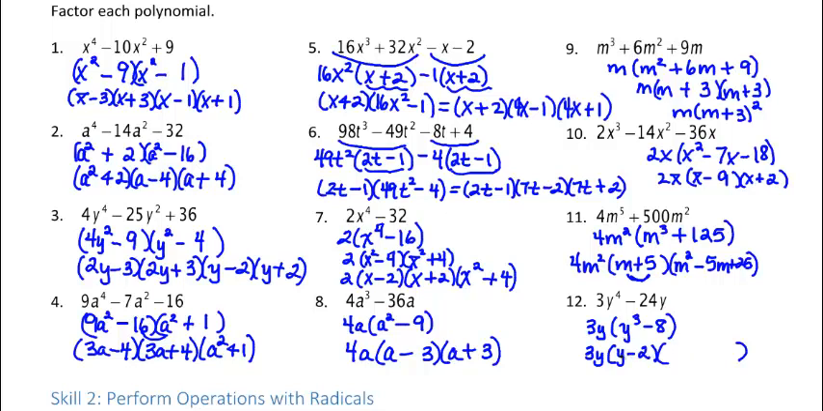Then the trinomial, we square the y to get y squared. Change the sign to be positive. Then we have to form the product of y times 2, or 2y. The last sign is always positive, and then we square the 2 to get 4.